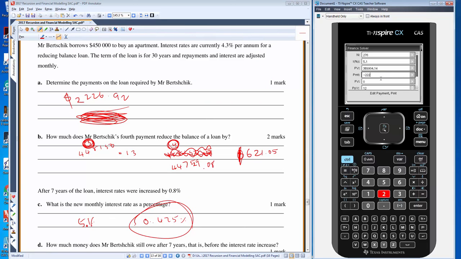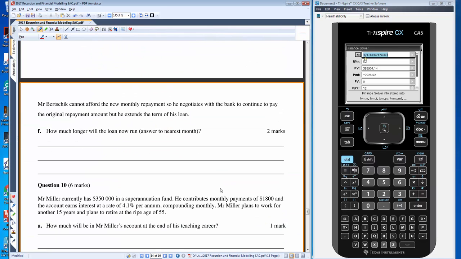Negative 2226.92. What we're going to do is that's how much he owes, and we're going to see how long this is going to take him. Alright, so because there was nothing really said about the last payment, you could have interpreted this as 321 with a larger last payment, or 322 with a smaller one. We accepted either 321 or 322.